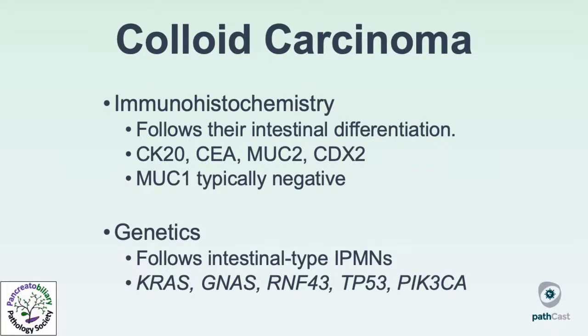So immunohistochemically, colloid carcinomas follow their intestinal differentiation. They express CK20, CEA, MUC2, and CDX2. MUC1 is typically negative. This diagnosis of colloid carcinoma, though, is based on the architecture of the cancer, and you don't necessarily need the immunohistochemistry to confirm. Genetically, colloid carcinomas follow the genetics of intestinal type IPMNs. So they do have KRAS mutations and P53 mutations like standard PDACs, but they also can have mutations in GNAS and RNF43, which are more specific for the IPMN pathway.